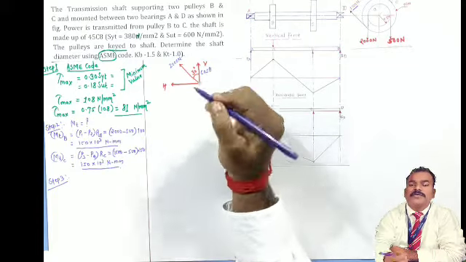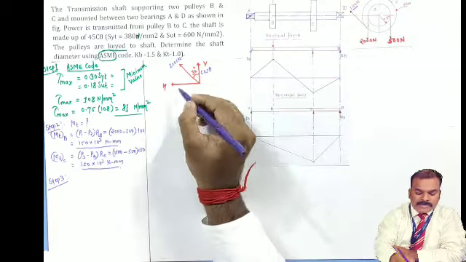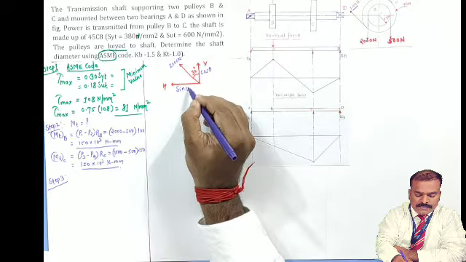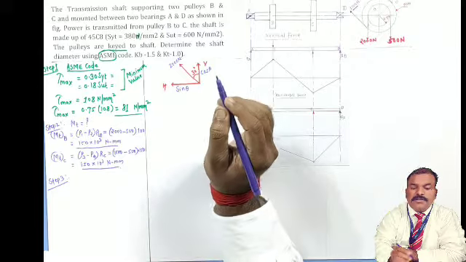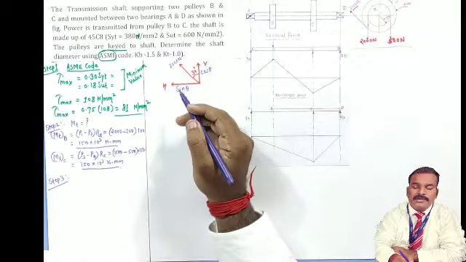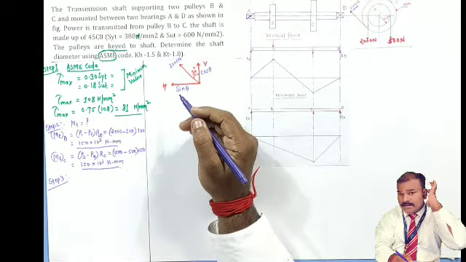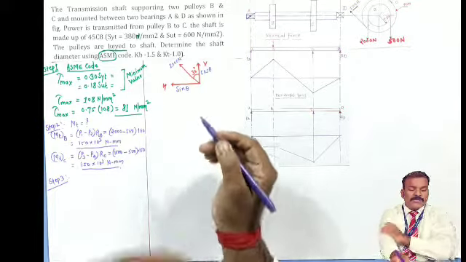That is cos of theta, cos of 30. Correct? After that, remaining is sine of 30. So, this will be the vertical force, this will be the horizontal force. So, we can just distribute at the time of calculating the bending moment. So, one by one we'll see.